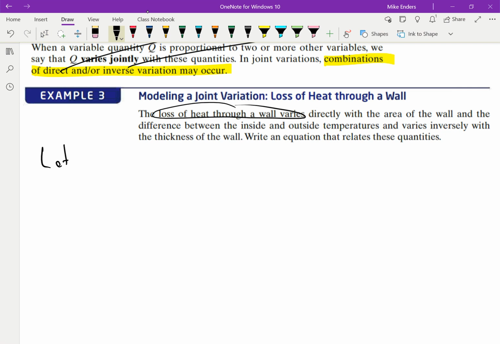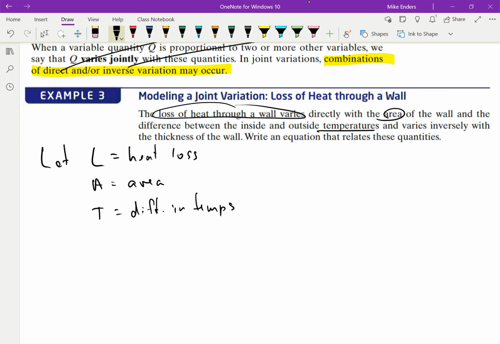I'm going to use the loss of heat, or the loss of heat rather. So I might use H for heat, L for loss. Doesn't matter. I'm going to use L for loss here. So let me say L equals heat loss. And it's going to vary with the area of the wall. So maybe I'll say A is area. Kind of makes sense. Difference between the inside and outside temperatures. So let me say maybe T represents the difference in the temperatures.